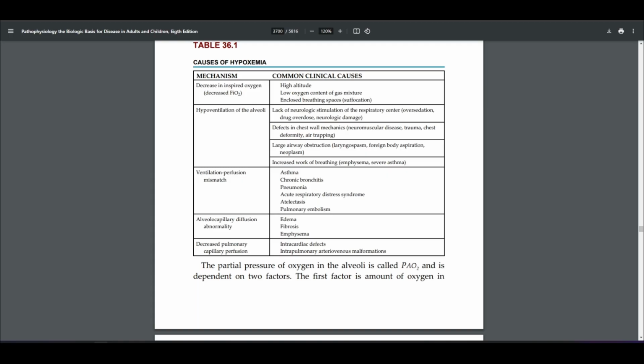Then you could have that ventilation perfusion mismatch that can occur when you have asthma, chronic bronchitis, pneumonia, acute respiratory distress syndrome or ARDS, atelectasis, and pulmonary emboli, those PEs. Alveolar capillary diffusion abnormalities, however, can occur from edema, fibrosis, and emphysema. And lastly, decreased pulmonary capillary perfusion can occur due to an intracardiac defect or intrapulmonary arteriovenous malformation.